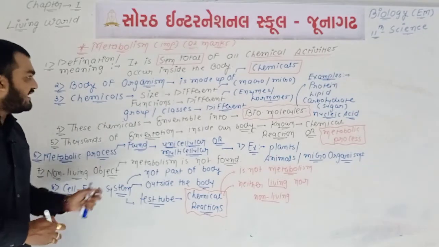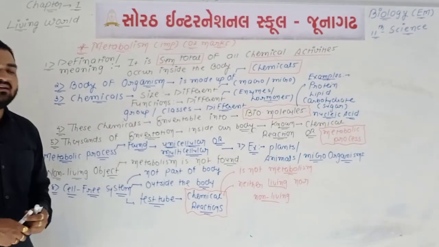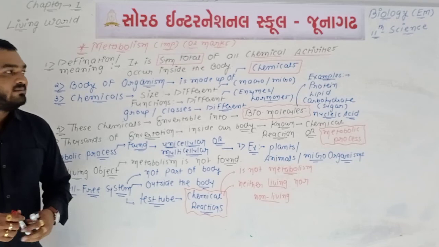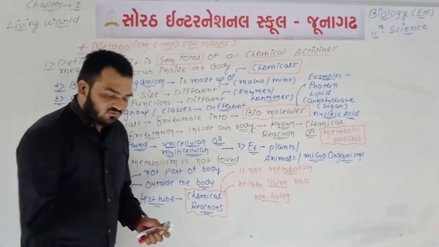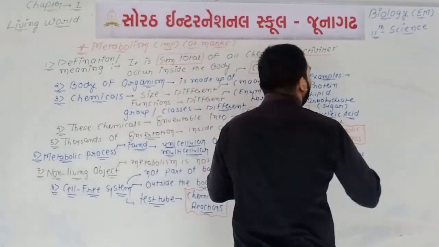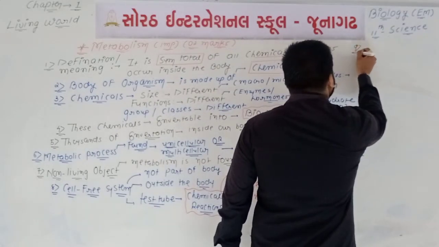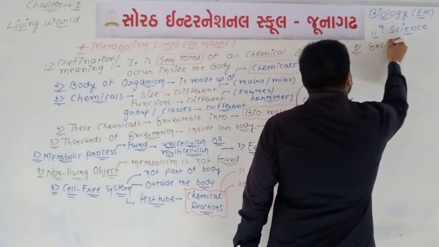Okay, so these are the 8 points, and these all are one type of argument. So in point number 9 we will talk about the conclusion. Okay, so see here, if we talk about point number 9, point number 9 will be the conclusion.